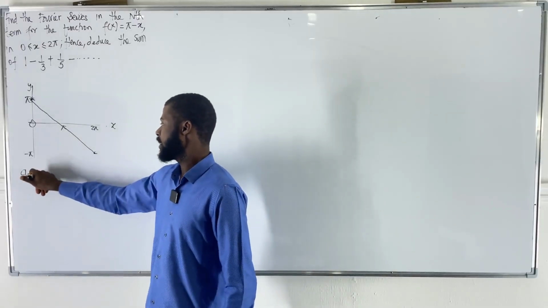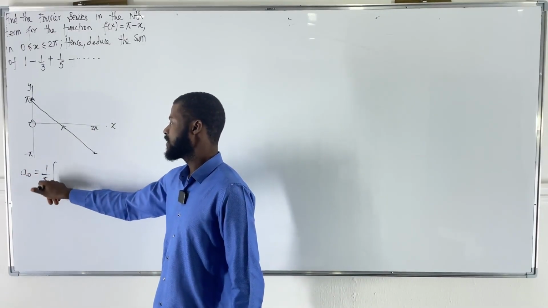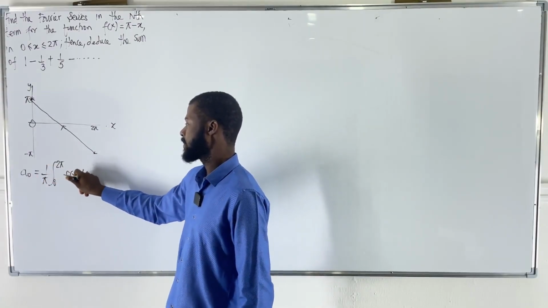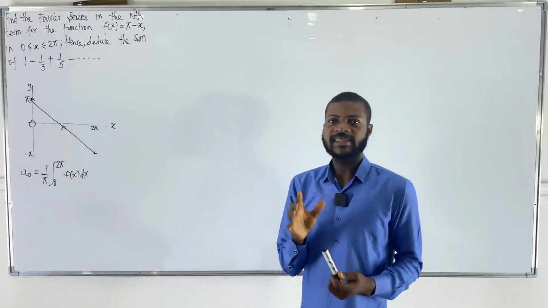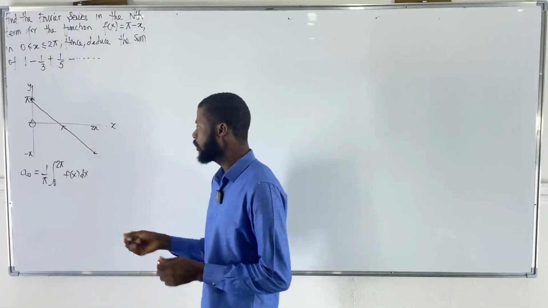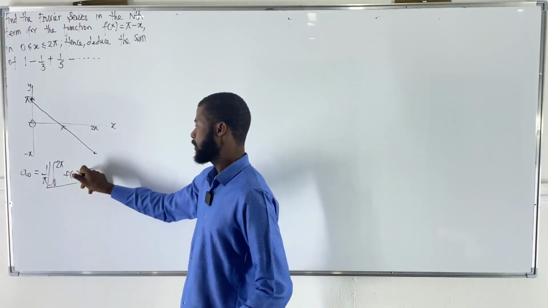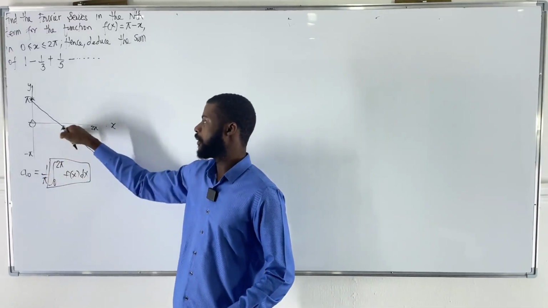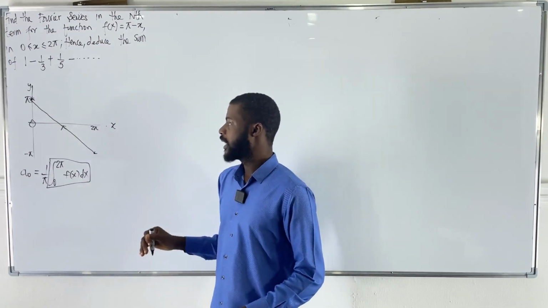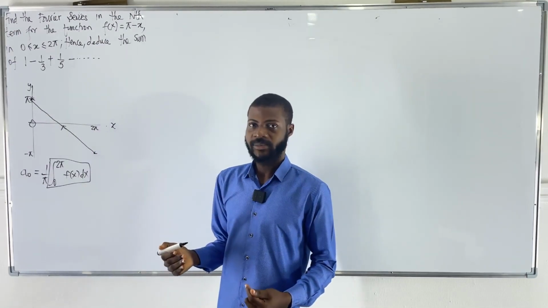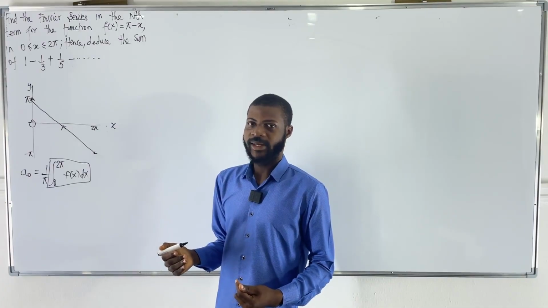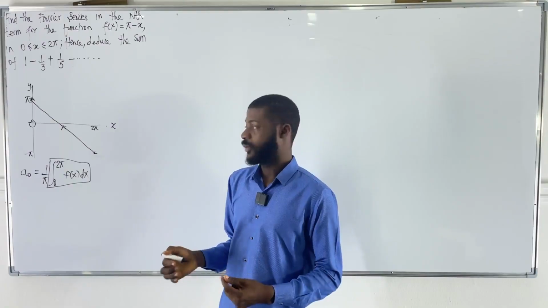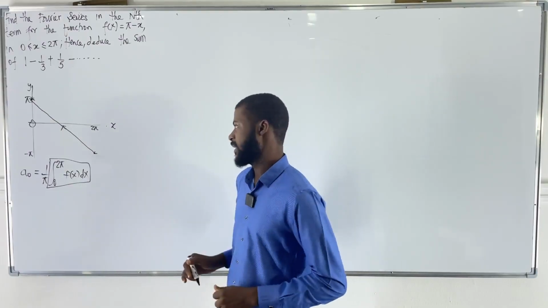So a0 is 1 over pi integral from 0 to 2 pi of f of x dx. But here's the thing. We know that this part is the area of this very curve. And I can tell you that the area is actually 0. Let me explain why it's 0, though I'm still going to solve it.